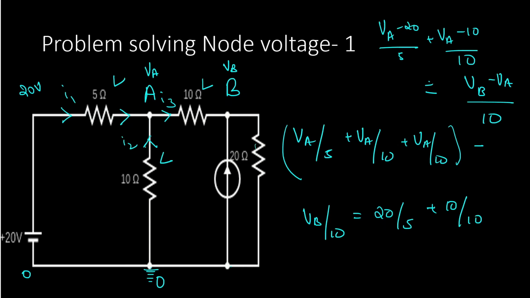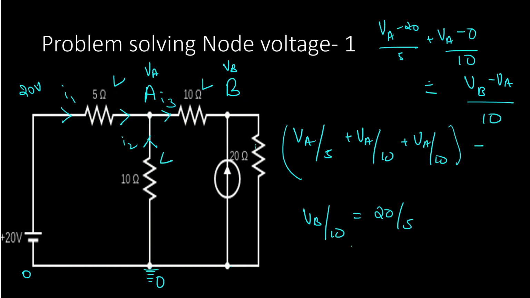20 by 5. VA, this is VA minus 0, this is an error here, sorry, this is VA minus 0, because this is at 0 potential, right? So VA minus 0 by 10 equal to VB minus VA by 10, so there's nothing here. So this is VA minus 0. The second term, which is I2, is just the difference in potential, VA minus 0 divided by 10.